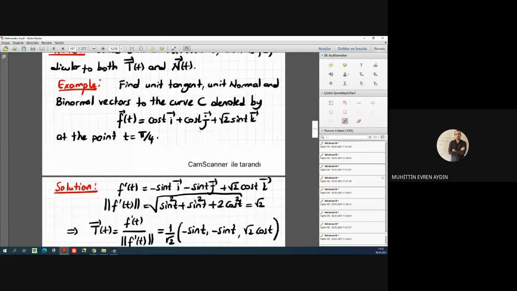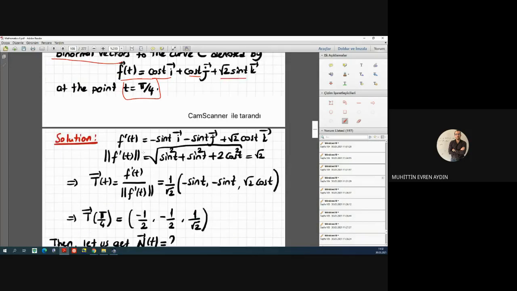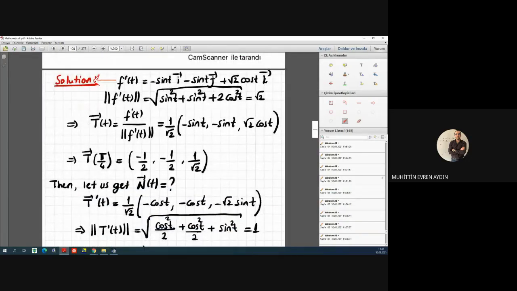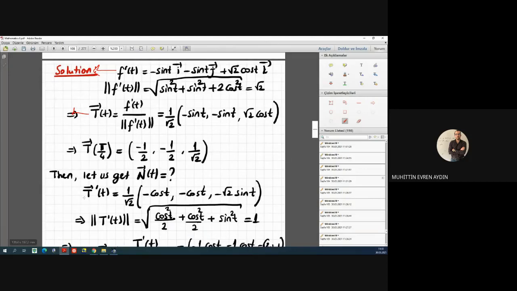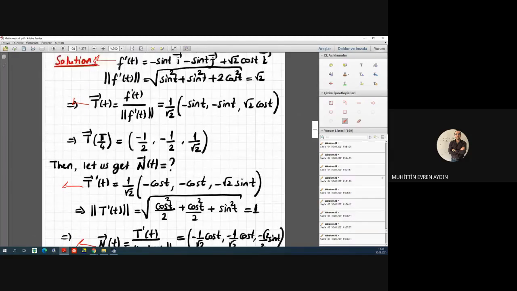Okay, we have a vector valued function: cosine t and square root 2 sine t. Let's find the tangent, normal, and binormal vectors at the point t equals pi over 2. We have to find the first derivative for T and the second derivative for N. Yes, this is the second derivative. This is the first derivative.